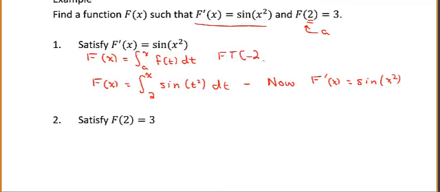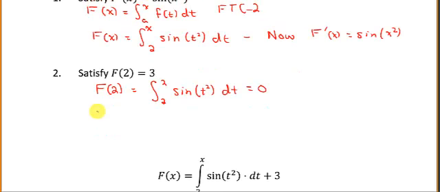So we have the first part. Now there's one more thing that I should keep in mind. If we look at f of 2, f of 2 is going to be the integral from 2 to 2 of sine of t squared dt. Well, I'm integrating from 2 to 2, so this would be 0. Well, I don't want it to be 0. I want f of 2 to be 3. But right now, the way things sit, it's going to be 0. Well, what I can do to make it 3 is simply add 3 to it.